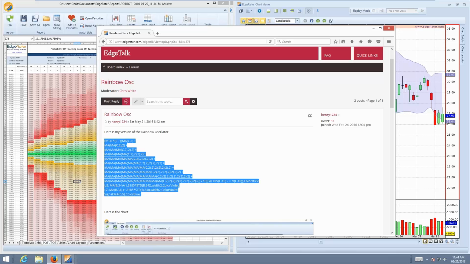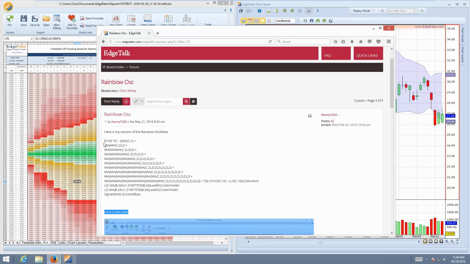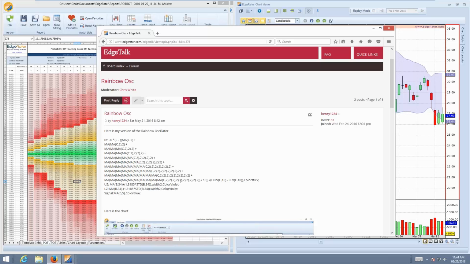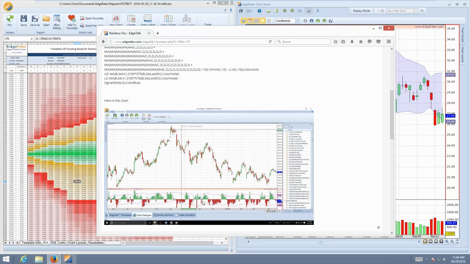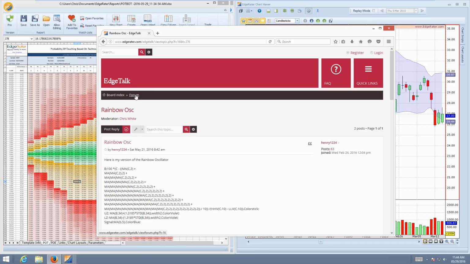What you can do is copy the text that's in here, create yourself a script in EdgeRater and paste it in there, and you will essentially have this indicator. You can see what it's trying to show you down here in the bottom area. This particular one wouldn't be good for conditions and events, but it is an indicator. I would recommend trying to use this to put together some events as well. It would be a good way that we could all learn a lot from each other.